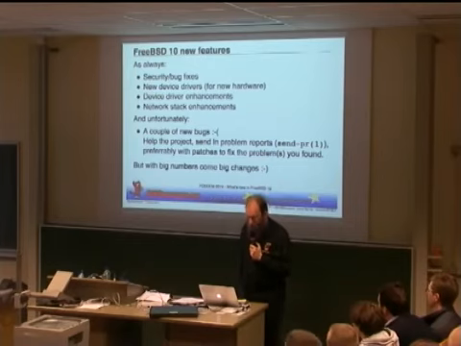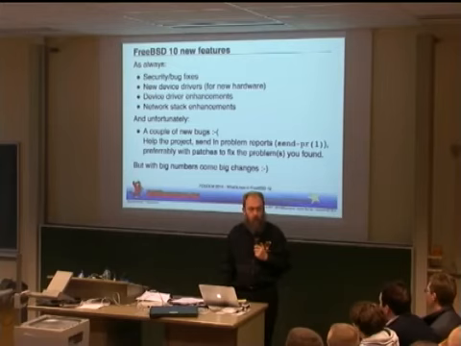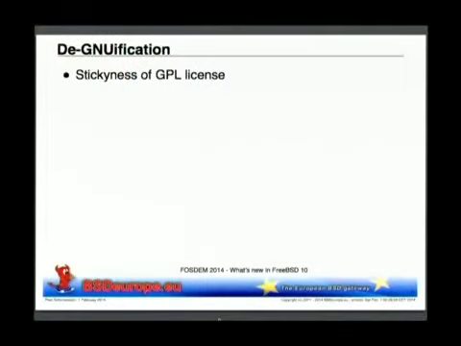Well, with big numbers, I consider 10 a big number compared to the 9 numbers before. We also have big changes. FreeBSD 10 is really full of new stuff. One thing that's been going on for several releases, but FreeBSD 10 makes a big step here, is getting rid of GNU licensed stuff.